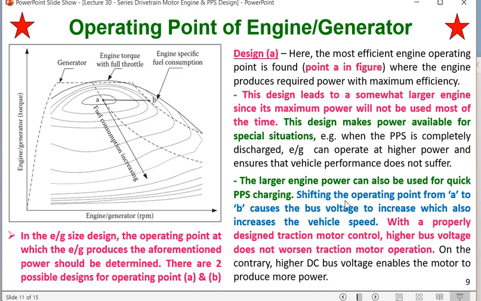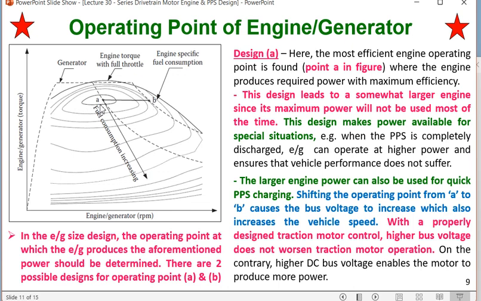That means whenever too much power is produced by the engine, some part will drive the vehicle, and some part will charge the PPS, shifting the operating point from A to B. It causes the bus voltage to increase. Bus voltage means the addition of primary source voltage and secondary source voltage. Together they produce the bus voltage, which is given to the electrical motor at the output side. Shifting the operating point from A to B means you are increasing the engine generator RPM.